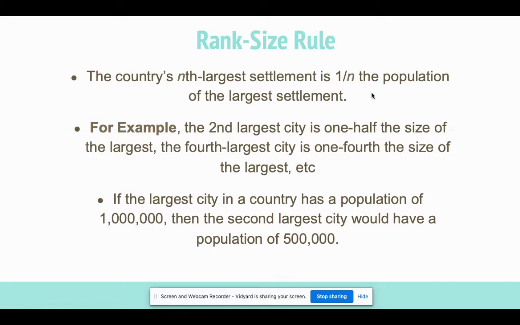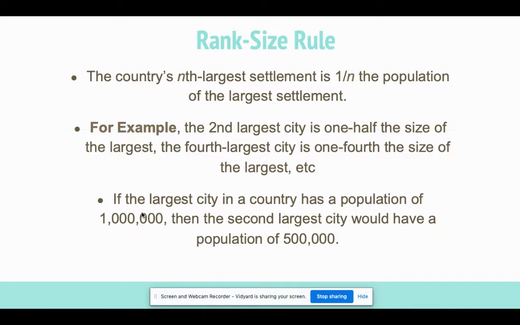So to put some real numbers there, if the largest city in a country has a population of 1 million, then to find the second largest city, we would just half it. So half of 1 million is 500,000. If we're trying to find the third largest city, we would just take 1 million and divide that by a third. If we're trying to find the fourth, divide it by a fourth. Okay, so the rank size rule is not as difficult to understand.